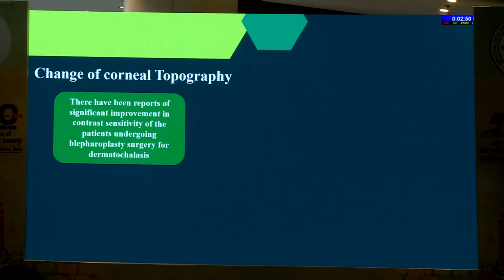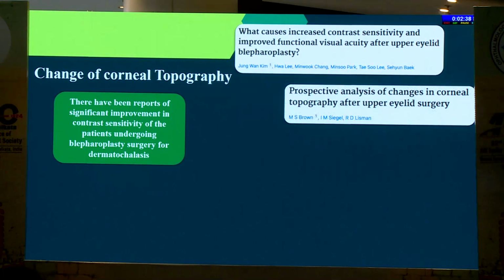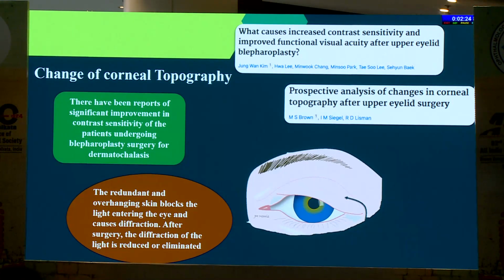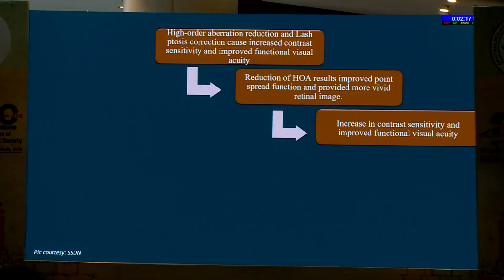So, another change after an upper lid blepharoplasty will be your change in corneal topography. So, there have been significant reports of improvement in contrast sensitivity of the patients who undergo blepharoplasty surgery for dermatochalasis. So, here are these pictures, and the redundant, overhanging skin blocks the light that is entering the eye, which causes more diffraction. So, after the surgery, this diffraction is reduced, and this helps the patient see well, and there have been patient satisfaction reports of post-surgical improvement in their contrast sensitivity.